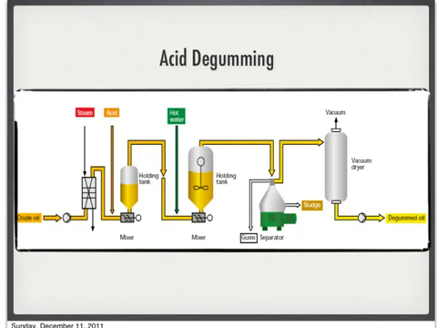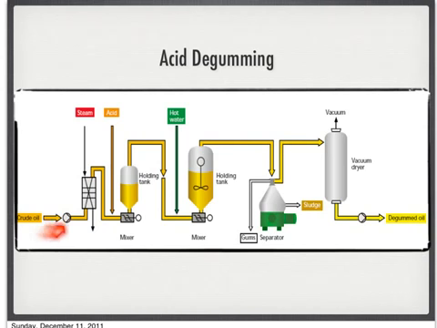And this diagram shows the various stages in the acid degumming process. The acid degumming process is suitable when the oil contains a significant amount of non-hydratable phosphatides. Acid degumming is commonly used for our palm oil or palm kernel oil in the refining process.